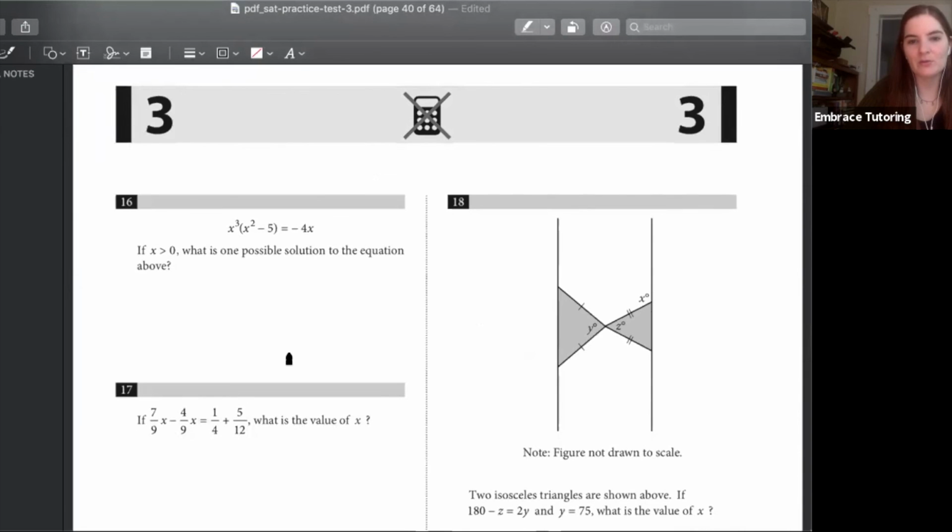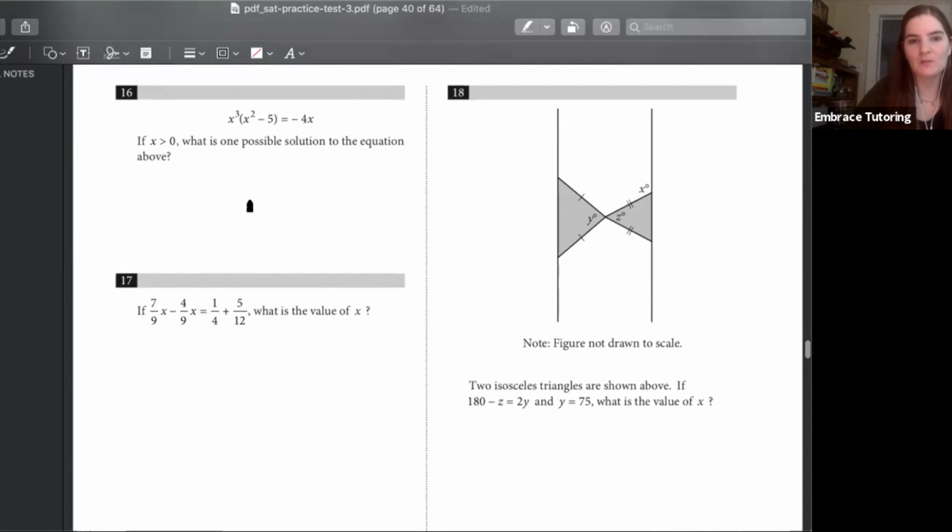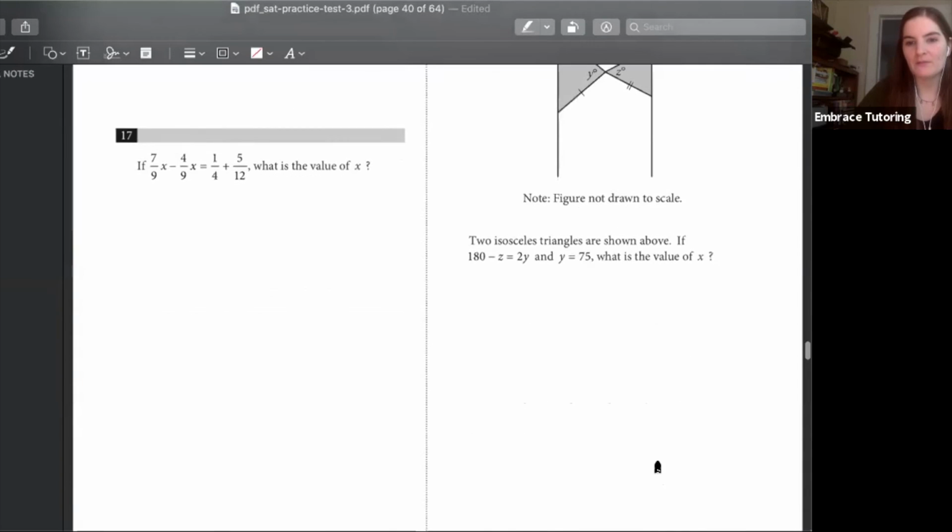And the same is true for the short response ones, where you have to figure out one possible solution to an equation, or figure out the value of X based on this information, or know what it means when you're dealing with isosceles triangles, what the properties of isosceles triangles are, and how that might affect your understanding and interpretation of this, and how to solve for the value of X degrees based on this information.